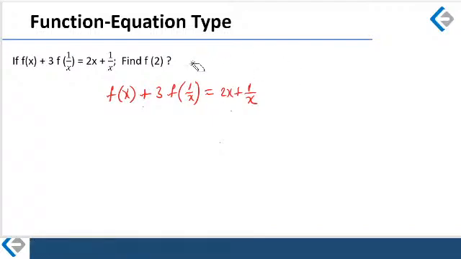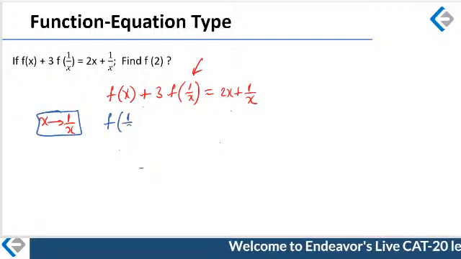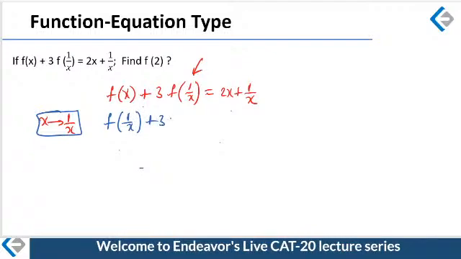So now what I don't want is 1 by x. Now what you do is, in place of x, put 1 by x. What you don't want, put x in place of 1 by x. In place of x, you are putting 1 by x. How does the equation look? In place of x, if you put 1 by x, the 3f term becomes 3 f of x, and it looks like this.